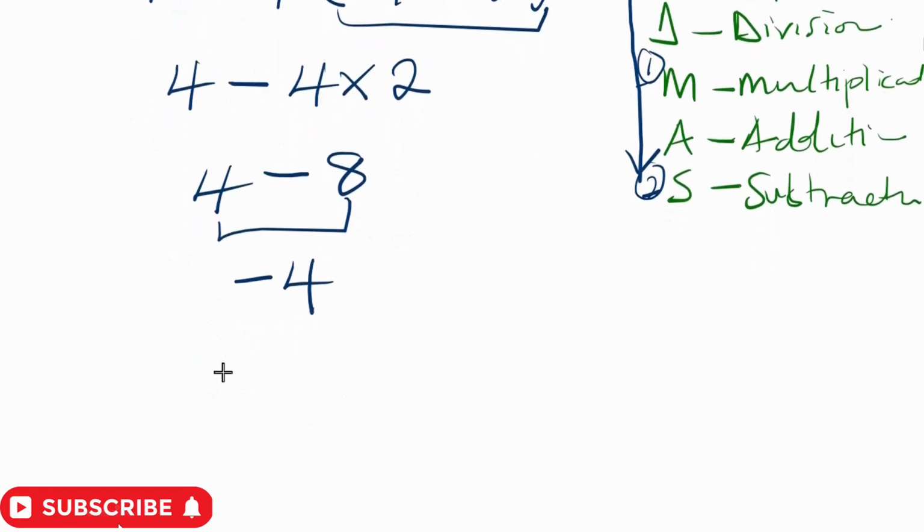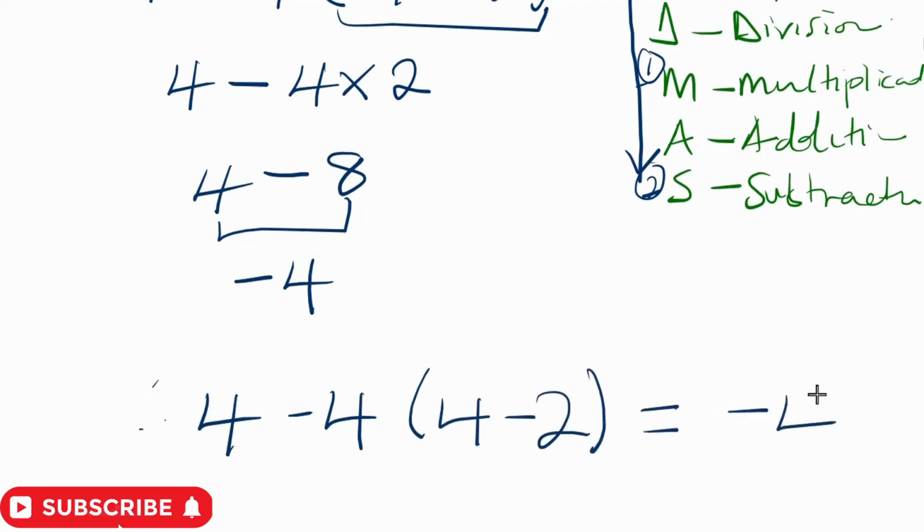And then we conclude that therefore our expression, which is 4 minus 4 into brackets 4 take away the 2, equals negative 4. And this becomes our correct response, but not 0.